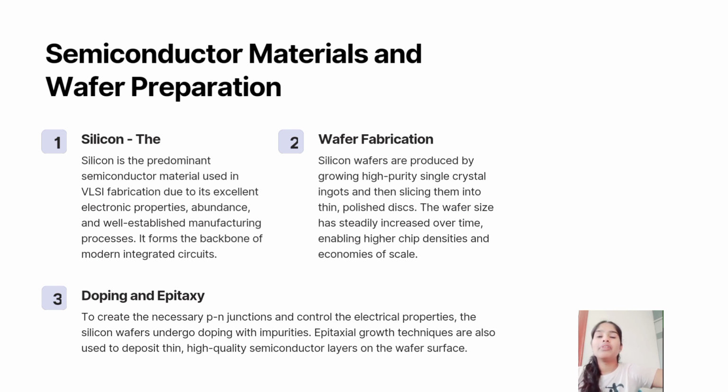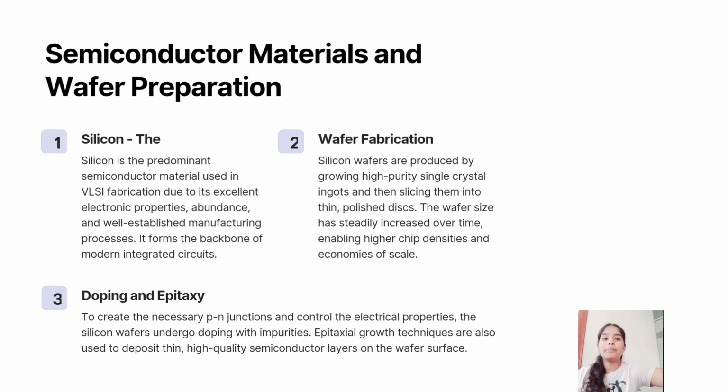Next we have wafer fabrication. Silicon wafers are produced by growing high purity single crystal ingots and then slicing them into thin polished discs. The wafer size has steadily increased over time, enabling higher chip densities and economies of scale.